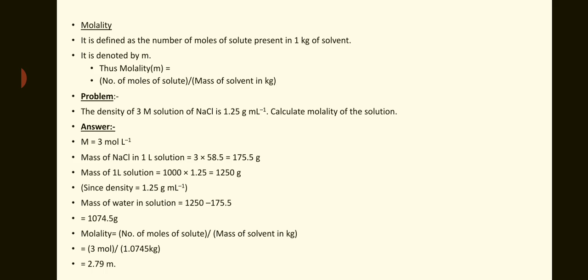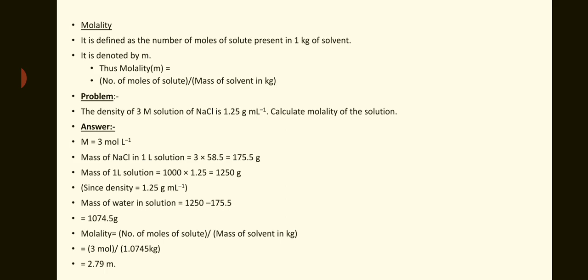So one problem is given to you. The density of a three molar solution of NaCl is 1.25 gram per ml. Calculate the molality of the solution. Now answer. Molarity is given to you as 3 mole per liter. Mole per liter is the unit of molarity. So capital M is equal to 3 mole per liter.